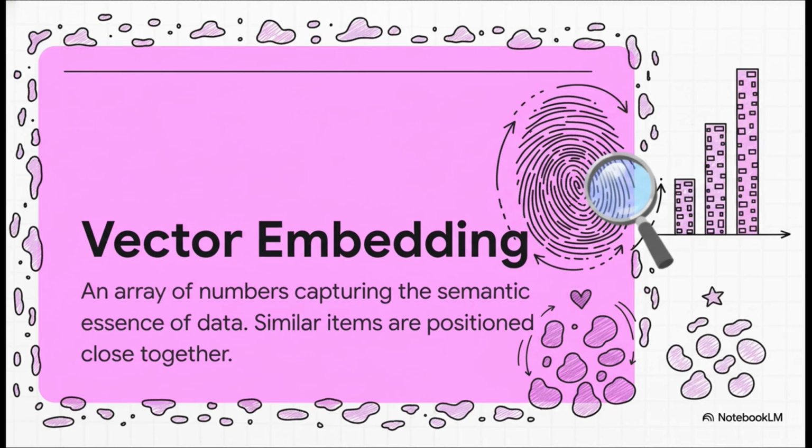The easiest way to think about it is like a numerical fingerprint. It's just a long list of numbers that represents the core essence of, well, anything. And here's the most important part to remember: things with similar meanings will have very similar numerical fingerprints.